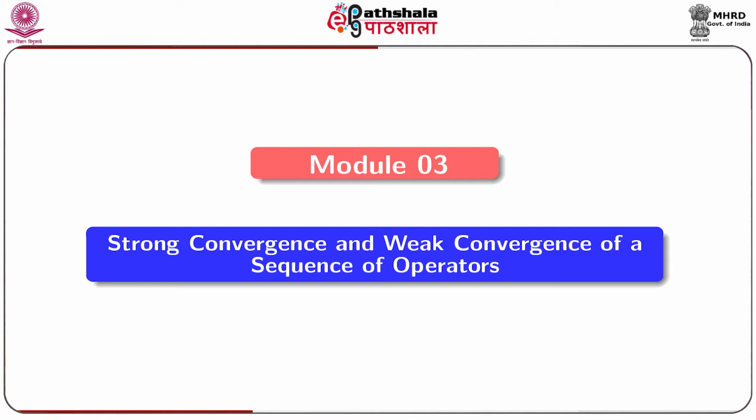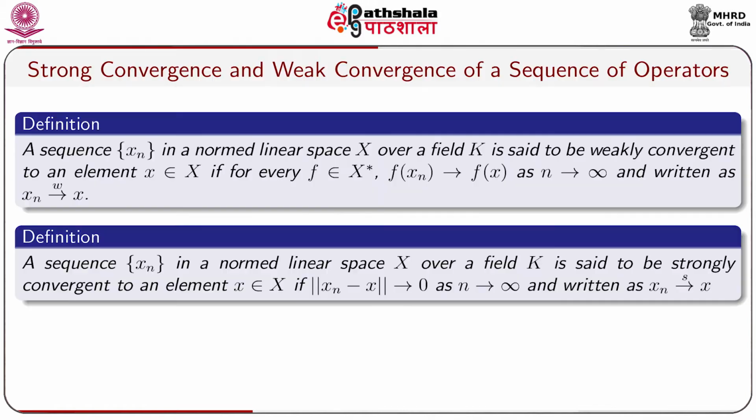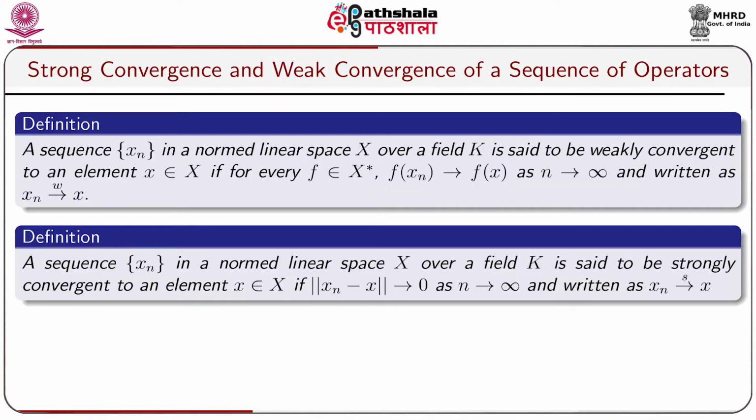Let us now start the slide presentation of module 3 of chapter 8. The title of module 3 is strong convergence and weak convergence of a sequence of operators. Let us take some definitions. A sequence x_n in a normed linear space X over a field K is said to be weakly convergent to an element x belonging to X if for every f belonging to X star, that means for every functional f, f(x_n) goes to f(x) as n tends to infinity, and is written as x_n goes to x weakly.